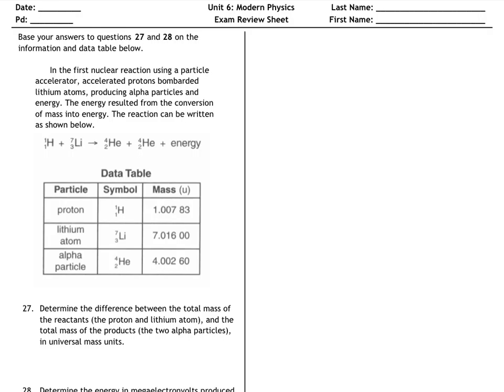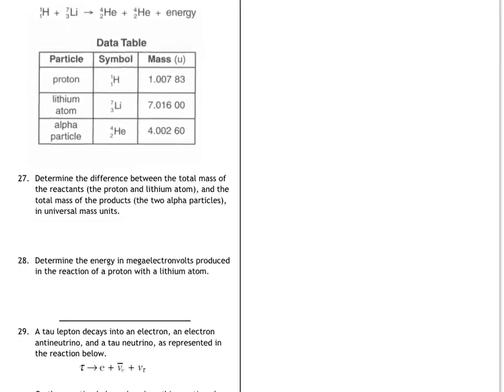All right, for 27, we have this whole table here, which we've seen before. It just gives you the masses of these particles, which you can also find up here in an equation. And they want us to determine the difference between the total mass of the reactants. So they want us to compare the sum of the masses here to the sum of the masses here. And they just want us to write that difference down here. So let's get started on that.